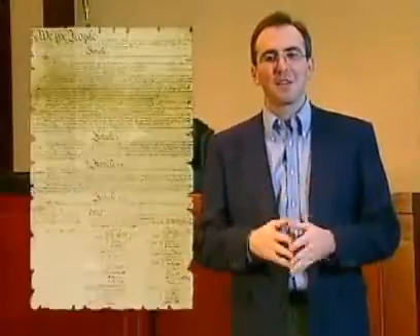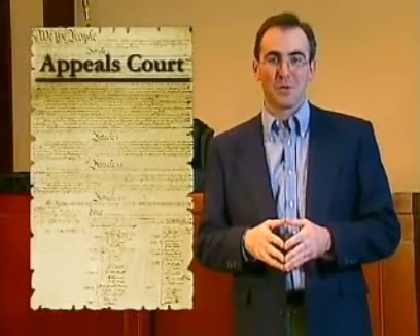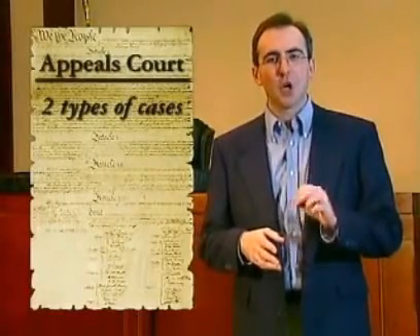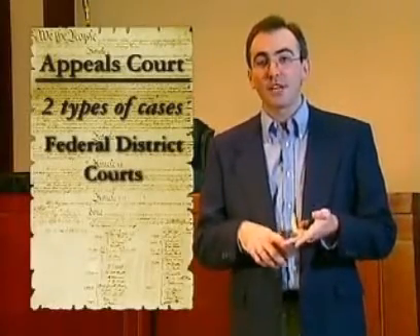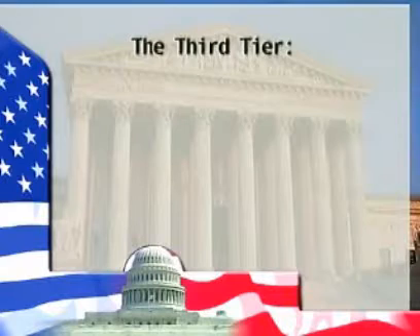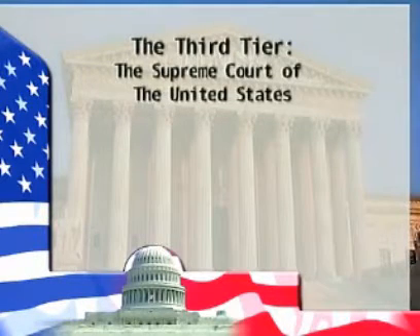So, getting to the appeals court is like getting another chance in the bull ring. There are 2 types of cases heard at this level. Those involving cases from federal district court and those involving issues in federal administrative agencies. But what happens if after you've made it to the appeals court, you're still not happy with the decision? You can try your best to take your case to the 3rd tier, the Supreme Court of the United States.